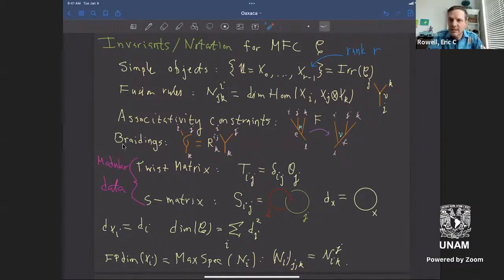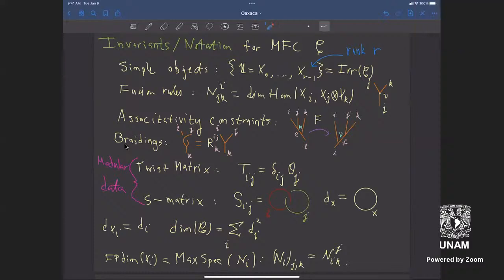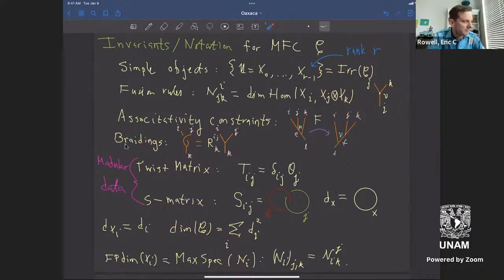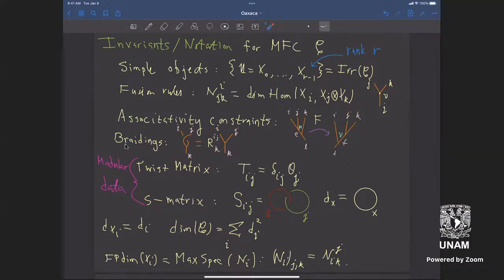Okay. I see a hand up. Maybe Eduardo has a question. Yes, thank you. In the S matrix, what is the meaning of the color of the link in the entries of the S matrix?